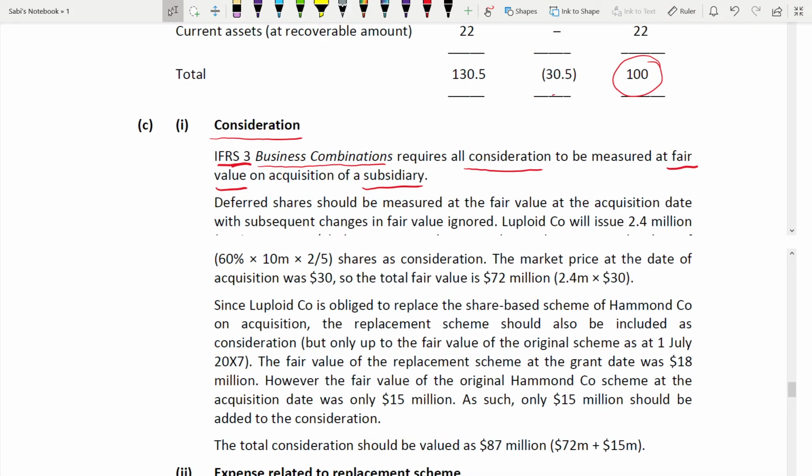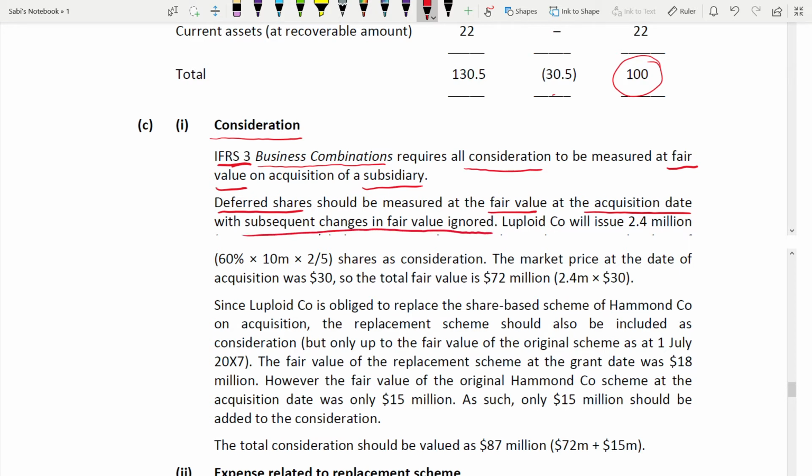Cool. Next, deferred shares. You have to talk about deferred shares. Remember, I think some ratio was given there, 1 for 5 shares or 3 for 5 shares, or 2 for 5 shares. So deferred shares should be measured at fair value. How? At the acquisition date. Everything is at acquisition date, with subsequent changes in fair value ignored. This we have to talk about.